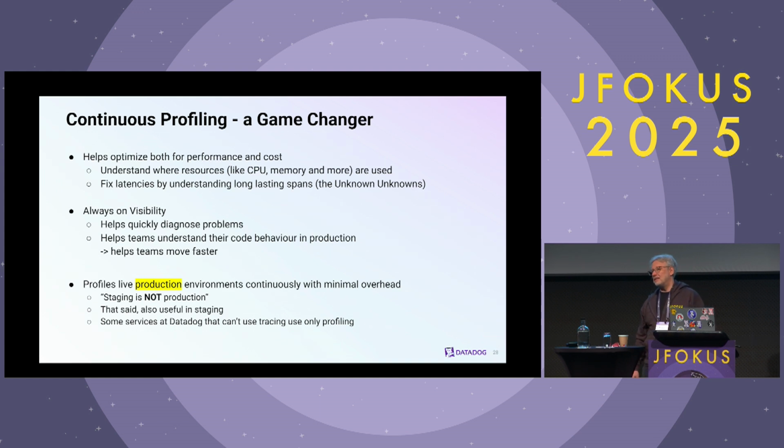Something that does require more samples is being able to understand long-lasting spans. What was going on here? I have this opaque box of something, and I can't understand what the code is doing here. And fixing latencies, for example, by understanding long spans is a very powerful technique. Always-on visibility helps solve problems. I'll give an example from a team within Datadog later in the talk.